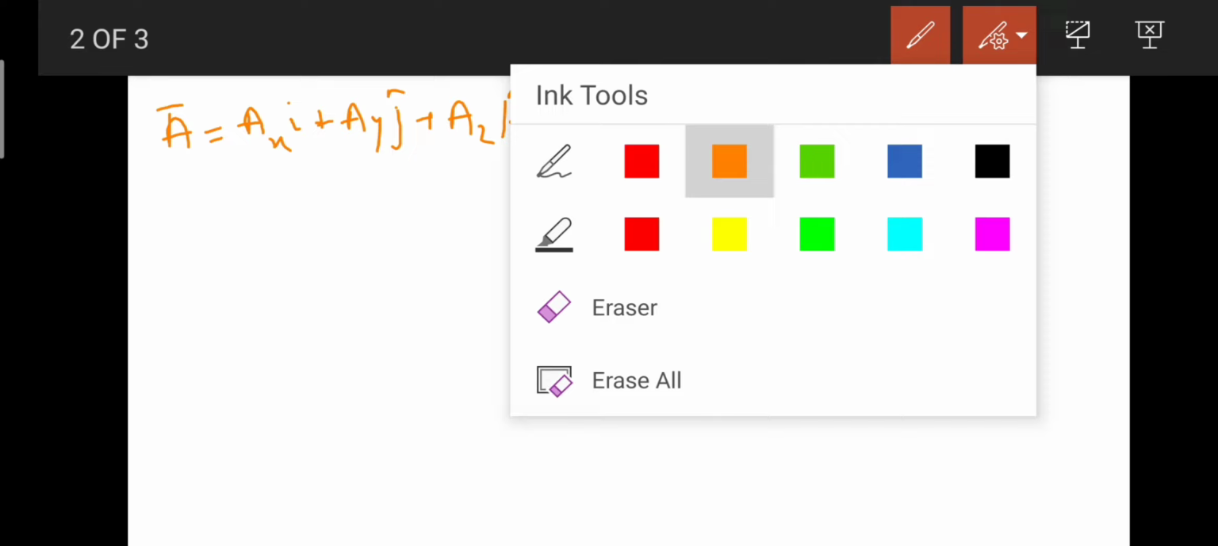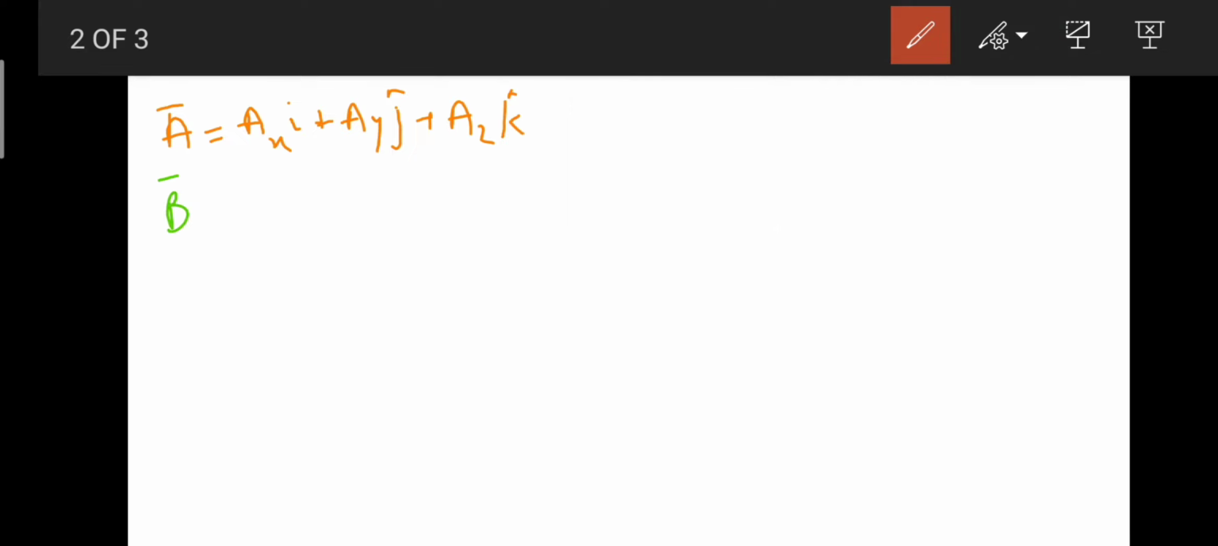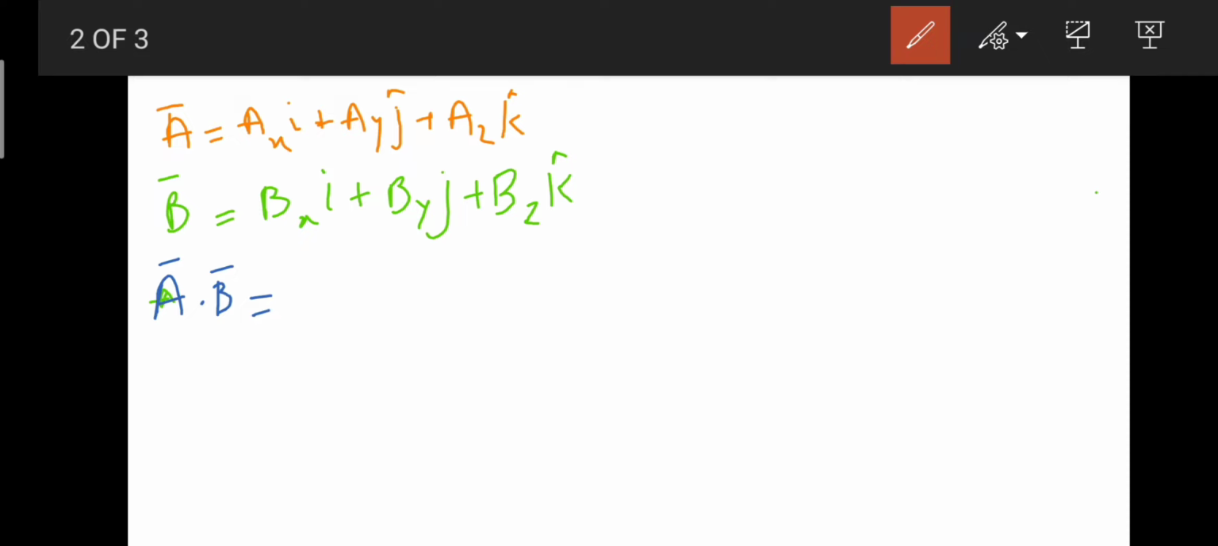And we have been asked to take a dot product with another vector, which is BX i plus BY j plus BZ k. Now if I really want to take the dot product of these two vectors, I would write A dot B is equal to, now taking the products, as we have read earlier, the product between the same vectors, that is i dot i would be equal to 1, j dot j would be equal to 1, and k dot k is equal to 1.